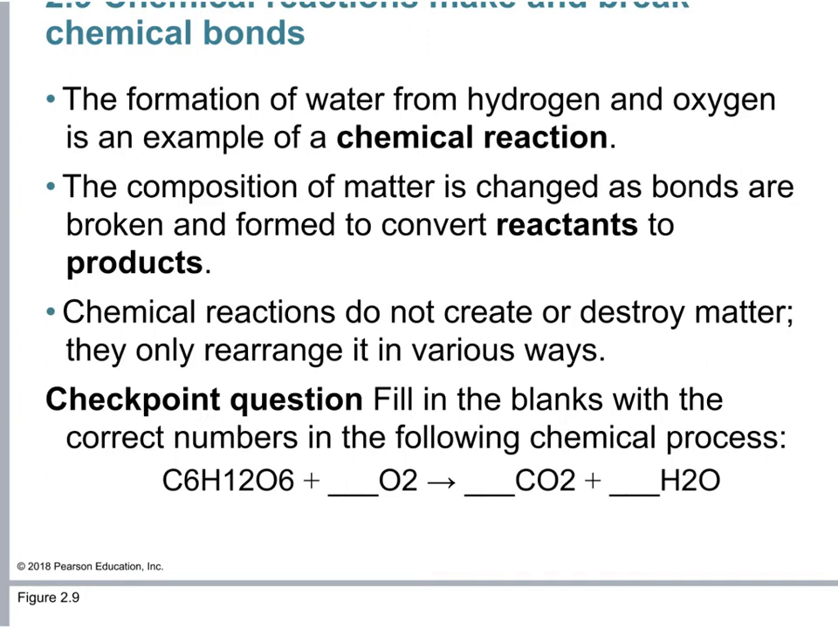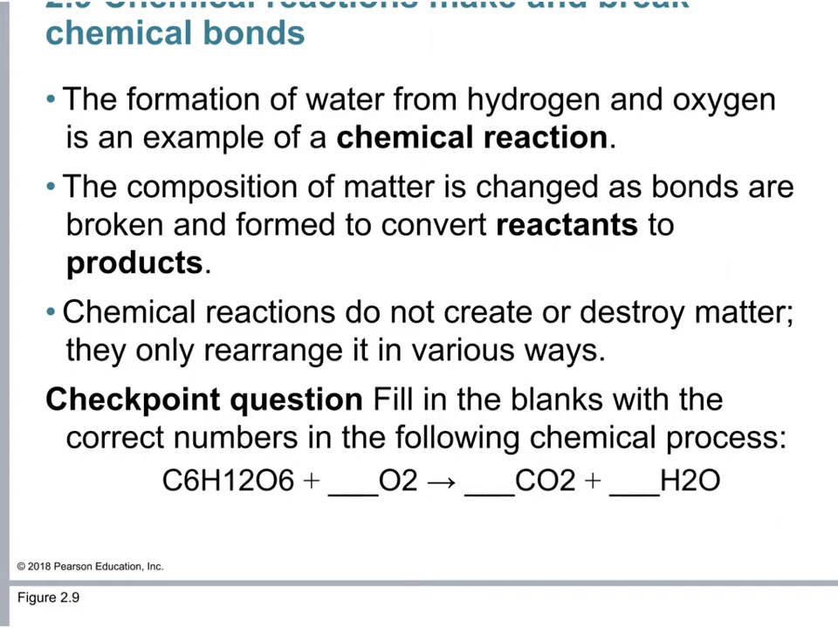So your cells are constantly rearranging molecules in chemical reactions, breaking existing chemical bonds and forming new ones. A simple example of a chemical reaction is the reaction between hydrogen gas and oxygen gas that forms water. In this case, two molecules of hydrogen react with one molecule of oxygen to produce two molecules of water.